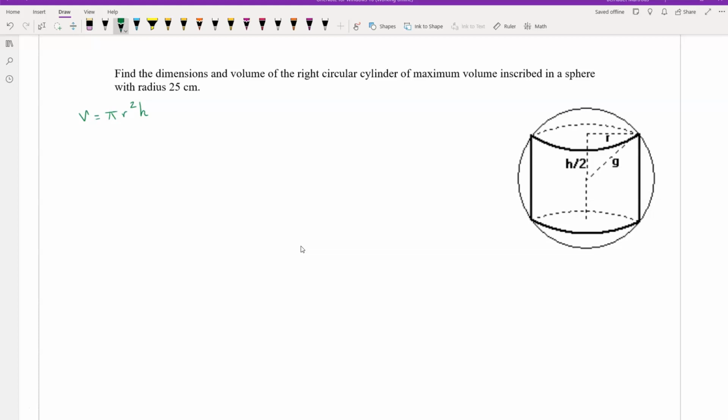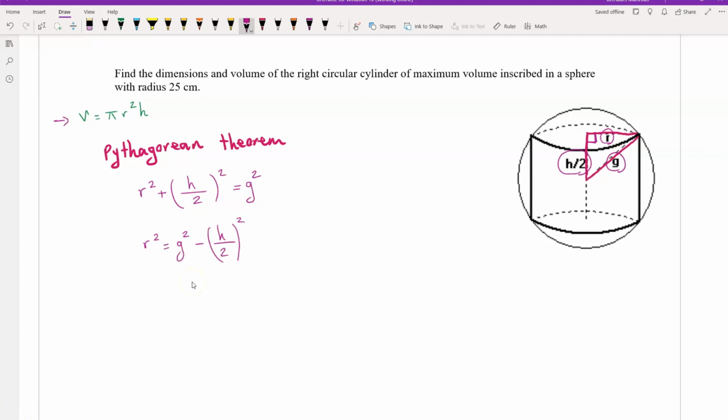As you can see here in this diagram, the sphere radius is g, the cylinder radius is r, and the cylinder height is h. So this part is h, and this one here is h divided by 2. So for the relation between r, g, and h divided by 2, we can use the Pythagorean theorem. So here we have a right triangle, and by the Pythagorean theorem, we have this side r squared plus this side h over 2 squared equal to g squared.